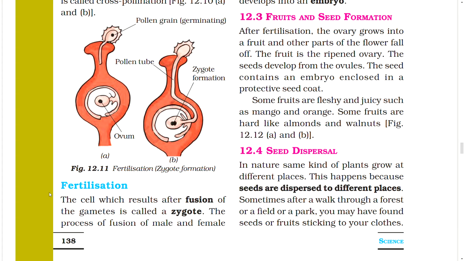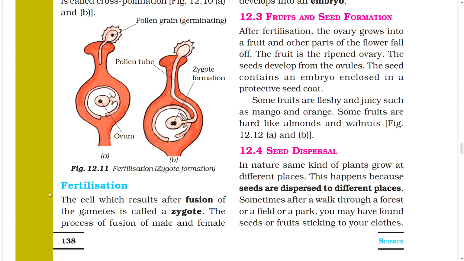12.3 Fruits and seed formation. After fertilization, the ovary grows into a fruit and other parts of the flower follow. The fruit is the ripened ovary. The seeds develop from the ovules. The seed contains an embryo enclosed in a protective seed coat.